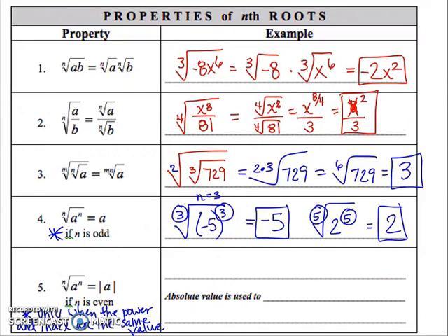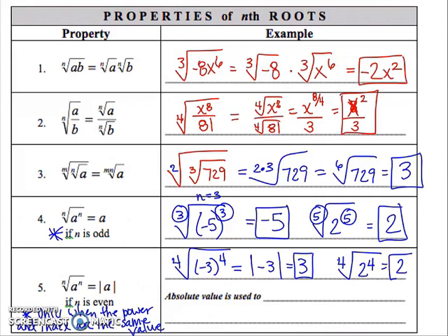Okay, so here's our example. We've got the 4th root of -3 to the 4th power. This is going to end up being the absolute value of -3, which is going to be +3. Now, if our radicand were positive, it wouldn't be an issue at all. So the 4th root of 2 to the 4th power is just going to be 2. So the absolute value is used to make the solution positive.